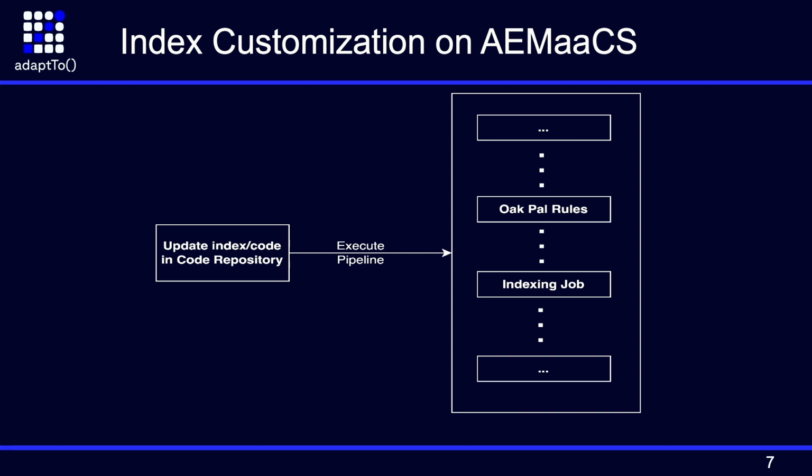Now, this process has significantly changed in cloud service. As I mentioned earlier, the customizations on any index require a different, newer version of the index to be introduced in code. And any code changes in cloud service need to go through a deployment pipeline. Now, this pipeline has a lot of steps in it, but for the purpose of this talk, we'll just stick to the ones that impact indexing. And two of the major ones are the OakPAL checks and the indexing job.